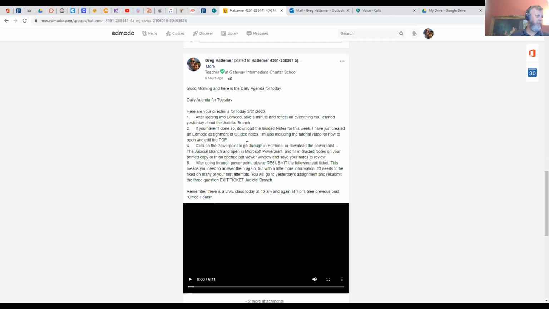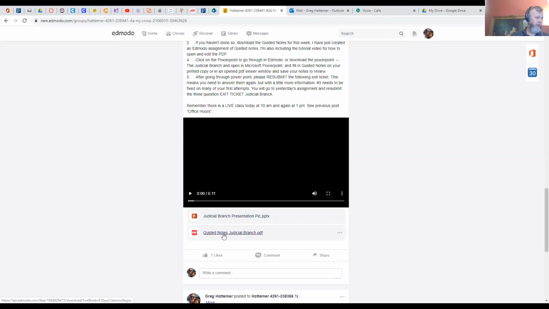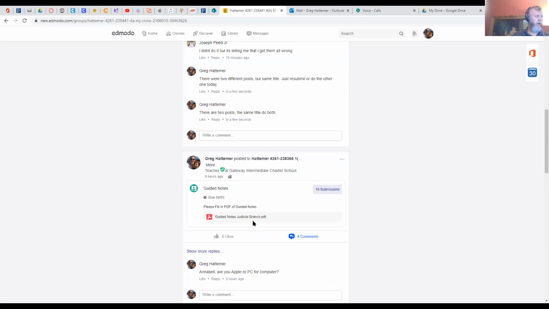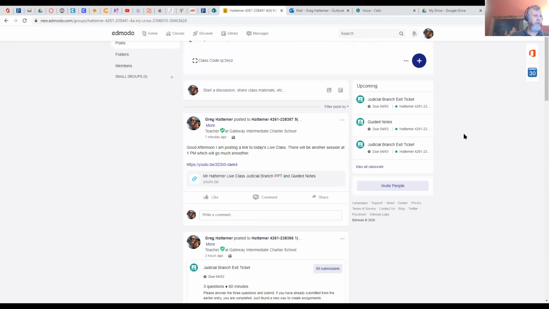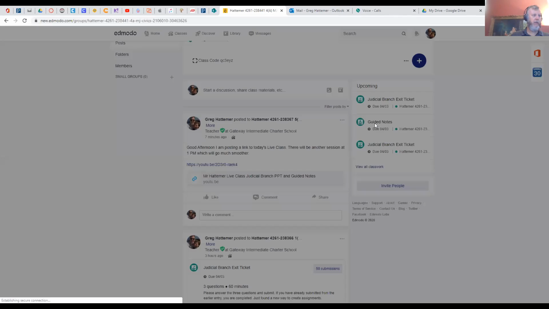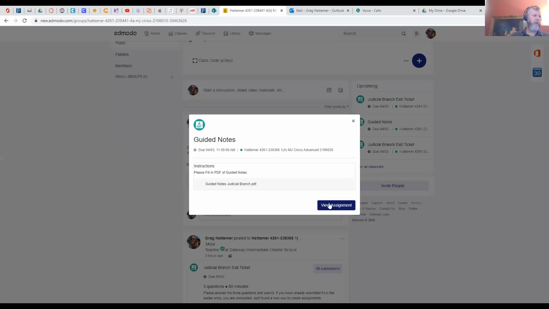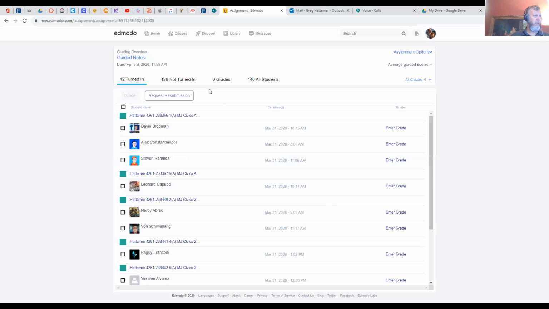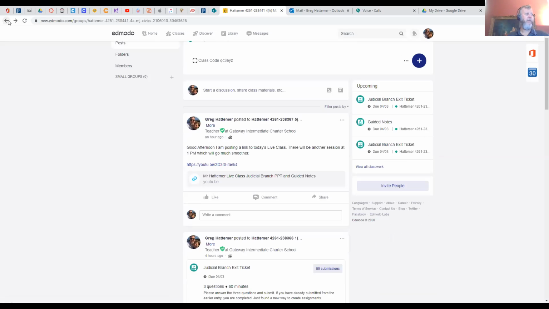Then it says download the PDF. Now, I have the PDF here, and so I'm just going to click on it, and then I download it. Or I can go to the assignment, guided notes. All right, click on that, and then view the assignment here. I'm now able to see everybody's assignment options, but at that point, you would get the opportunity to download the PDF.